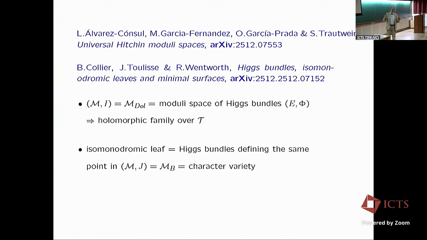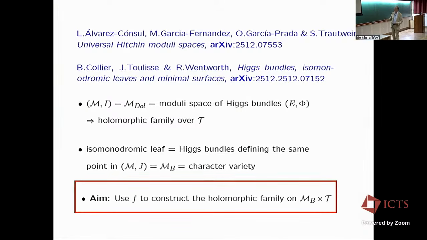So I'm not starting with the Higgs bundle moduli space as a complex manifold. If I do that, then the isomonodromic leaf of the foliation consists of the Higgs bundles defining the same point in the character variety. I'm looking at it from the opposite point of view. I'm looking at trivialization. I'm looking at, if you like, the product of the character variety and Teichmüller space, and I'm going to basically reconstruct, using F, the holomorphic family on this.